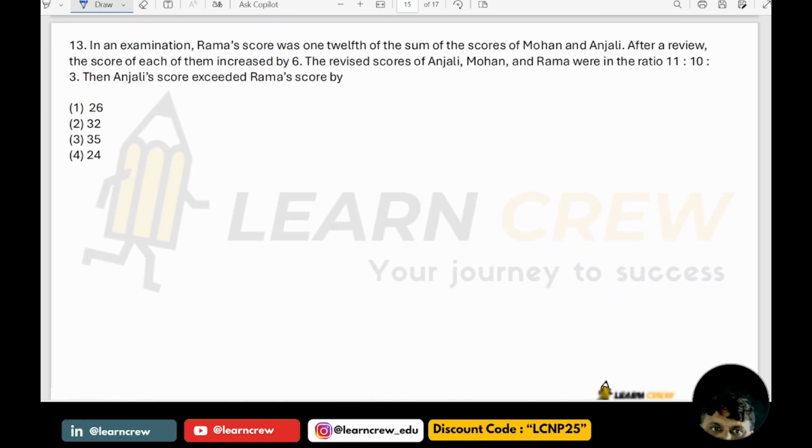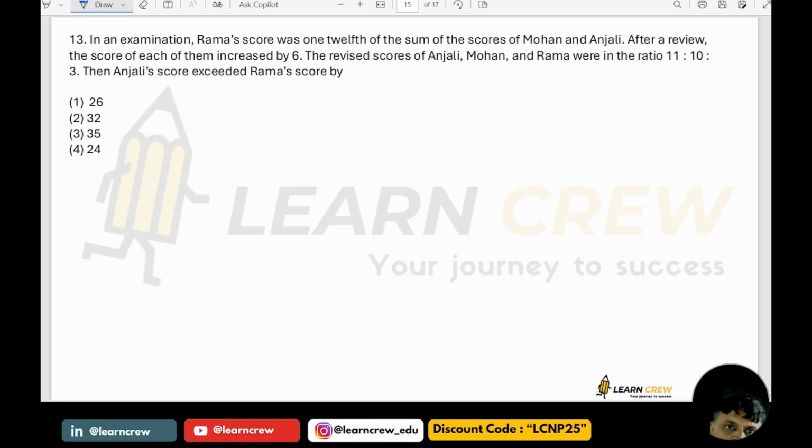In an examination, Rama's score was 1/12 of the sum of the scores of Mohan and Anjali. After a review, the score of each of them increased by 6.